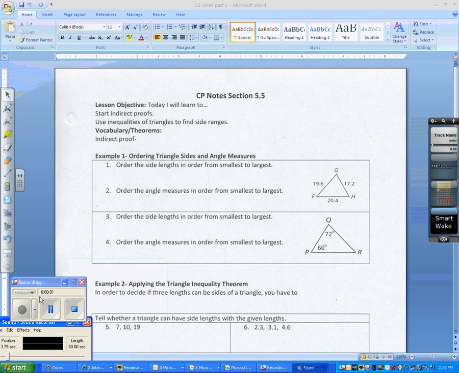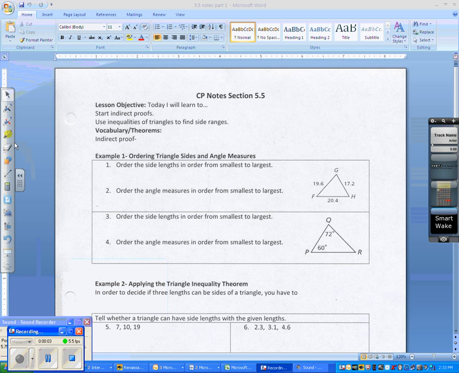Okay, in 5-5, we're skipping around a little bit in geometry. Today, in the video, we're going to use inequalities of triangles to find side ranges, as well as learn the triangle inequality theorem.